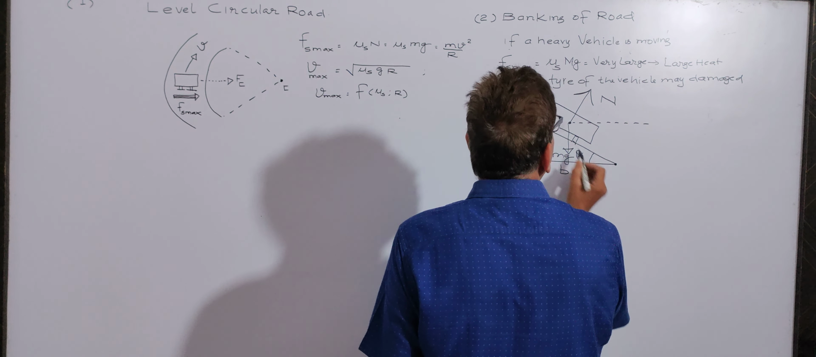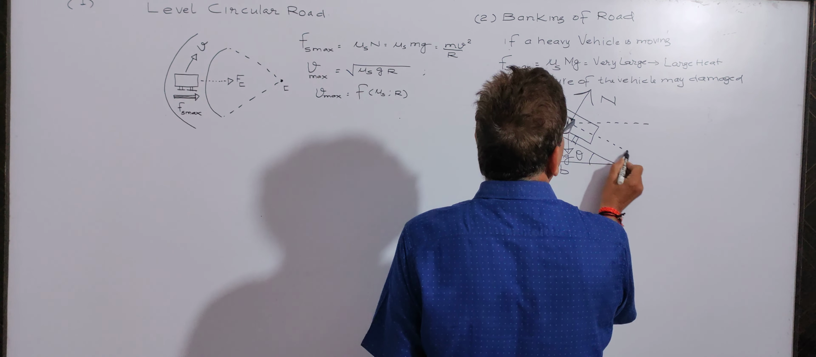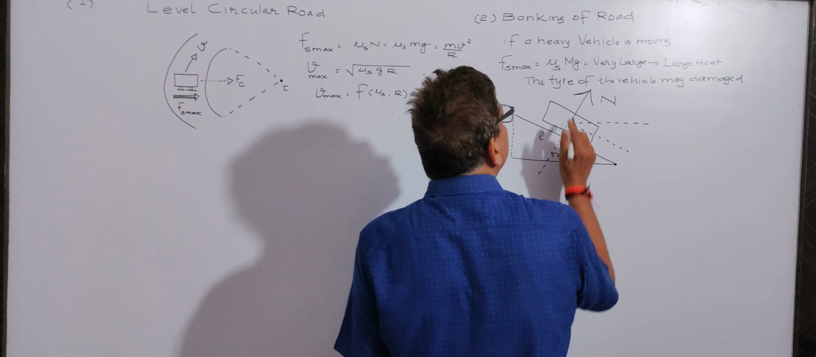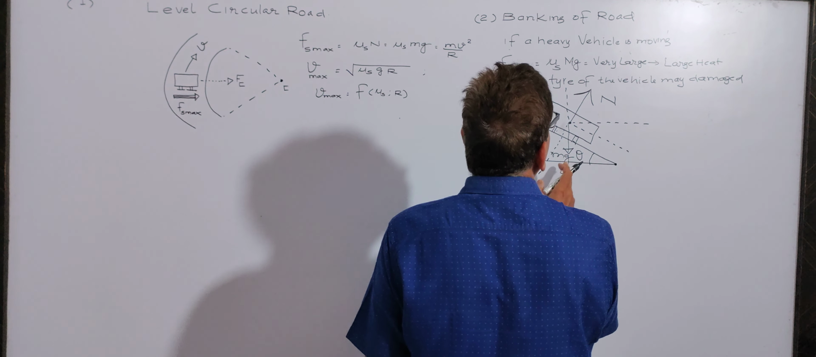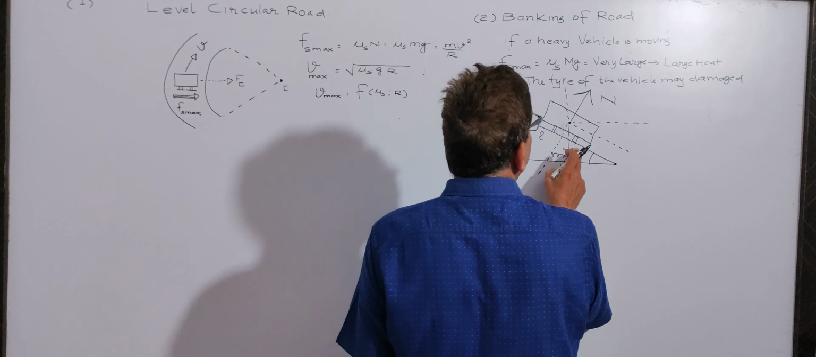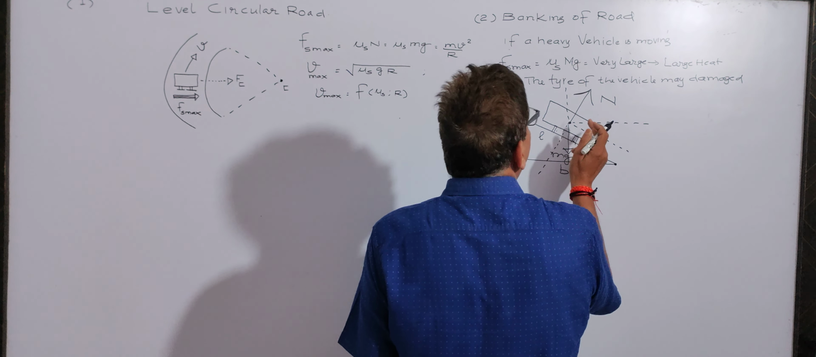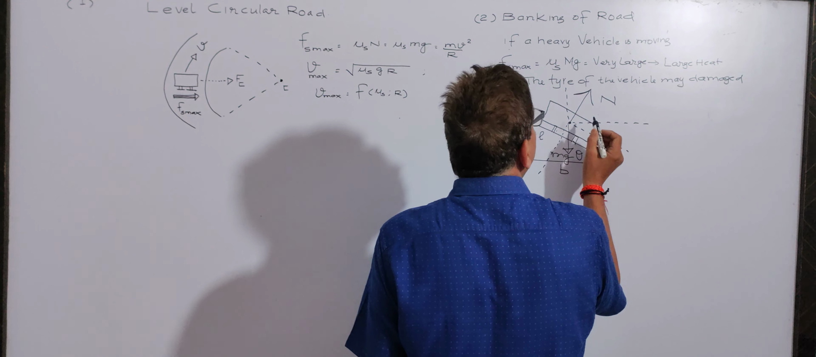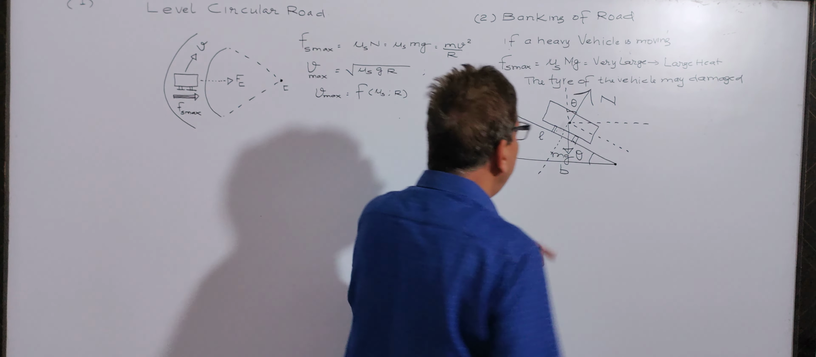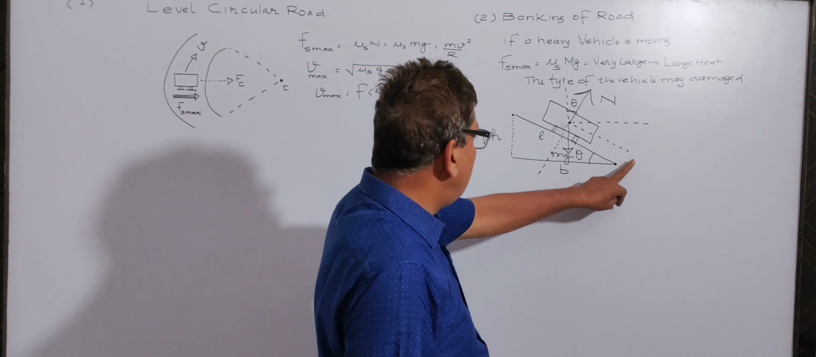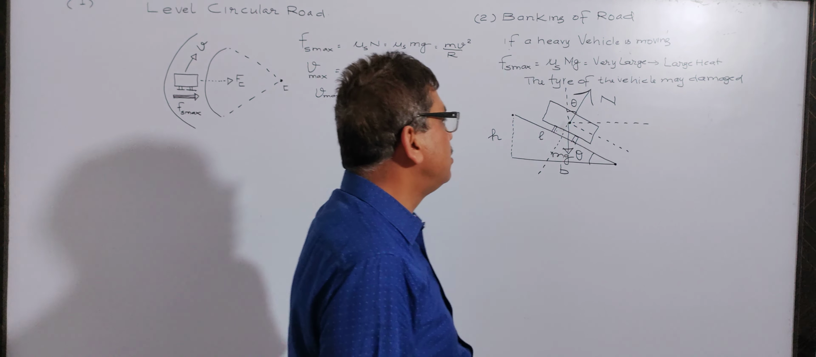And we'll observe here, this is theta, so you will observe this angle will be 90 minus theta. I can say this angle will be theta, right? This angle will be theta. If you observe, this is theta, 90 minus theta, 90 minus theta, so this is theta.